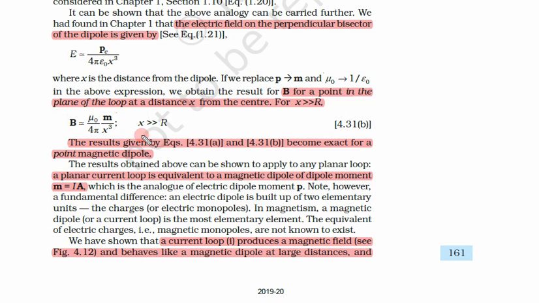This is only valid when x is much larger than r. The result given by the equations, so we have the previous equation where we had 2m and this equation where there is only m. These two equations become exact for the point magnetic dipole. That means if this loop becomes smaller and smaller and becomes a point, these results will become exact, because in that case r will be 0.